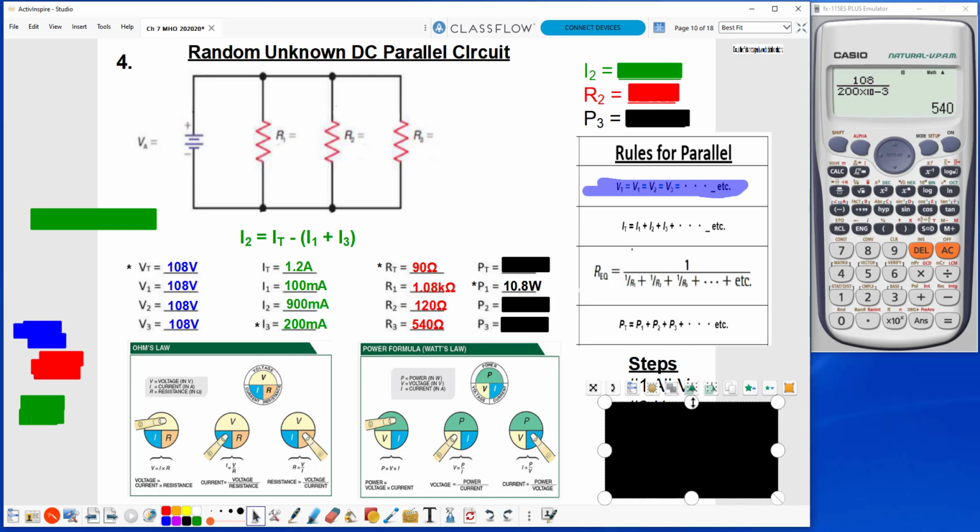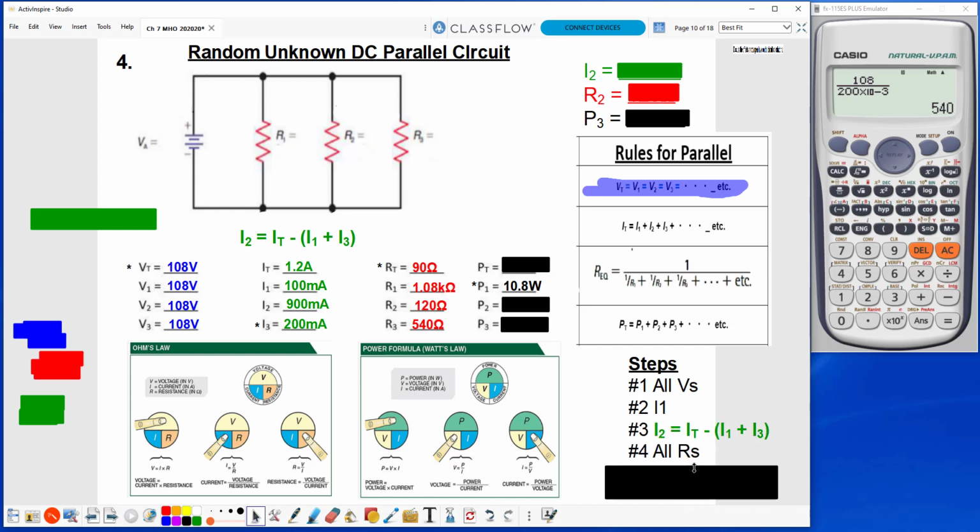All right, so we found all of our V's. The next step was to find I1. We found I1 using Ohm's law. Next, we found I2 using the formula shown. After that, we found all of our resistors, and then we're at the step now where we're going to find all of our powers.